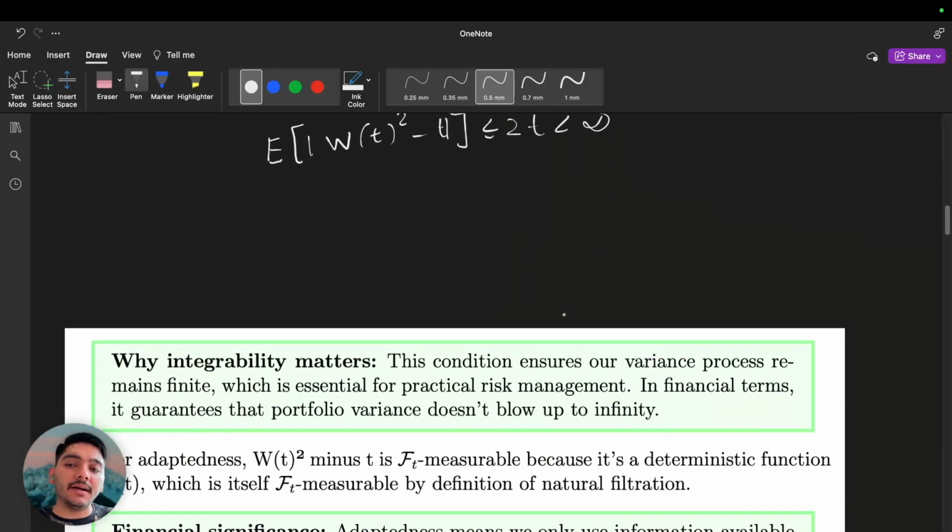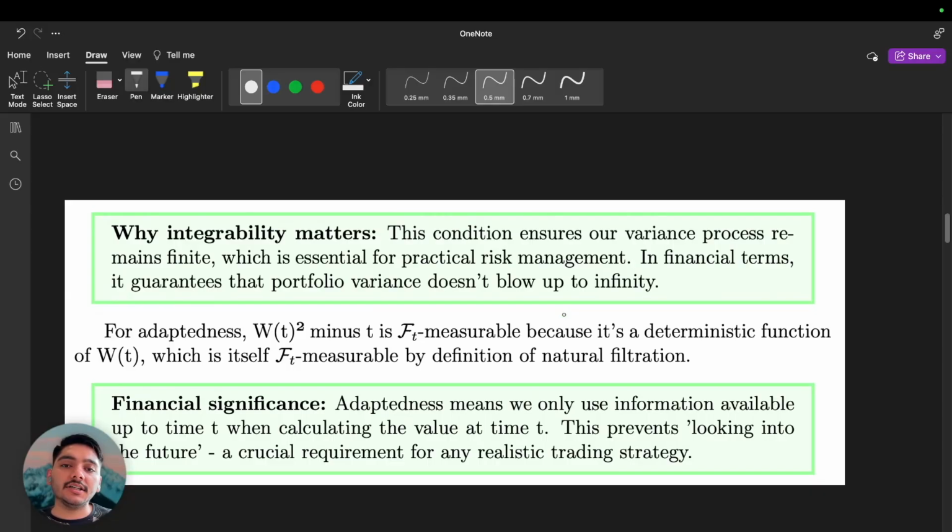So why does integrability matter? This condition ensures our variance process remains finite, which is essential for practical risk management. In financial terms, it guarantees that portfolio variance doesn't blow up to infinity.